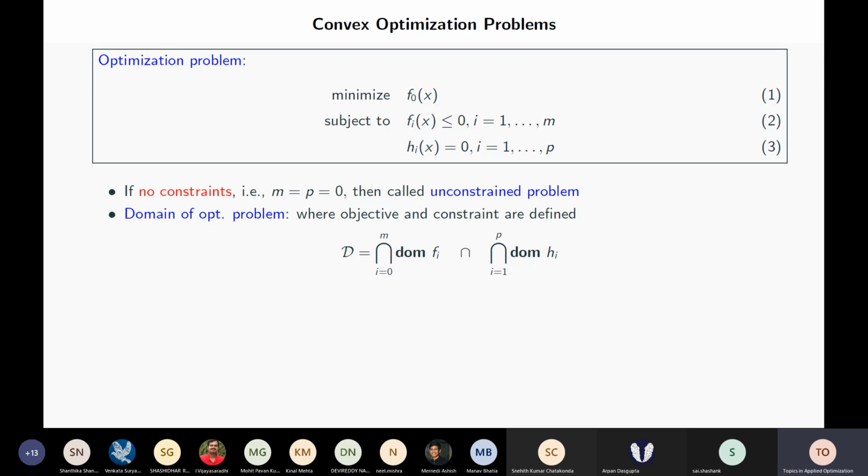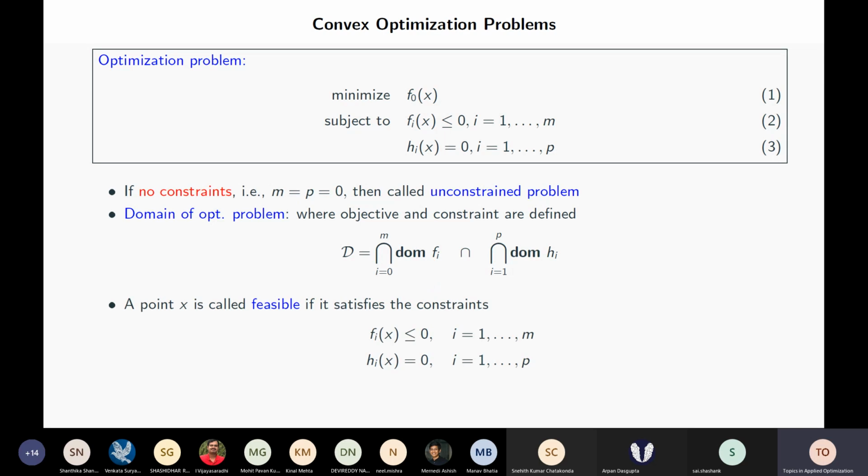The domain of the optimization problem is the intersection of the domains of all the functions involved here: the objective function, the inequality constraint functions, and the equality constraint functions. Here the objective function is also included, so f naught is also there. They all have to have a valid domain.